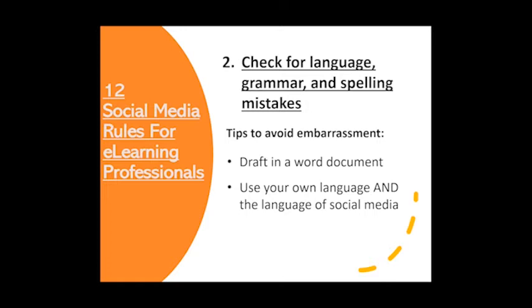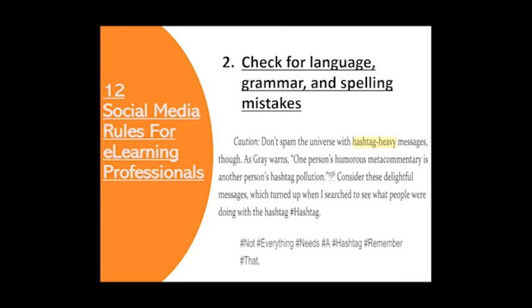Draft in a Word document. Typing up your post in a Word document before posting allows autocorrect to quickly check for and locate any language, grammar, and spelling mistakes. Use your own language and the language of social media. One or two hashtags are okay on Twitter and Instagram, but 10 hashtags in a row will be too much for your audience. So let's look at this slide.